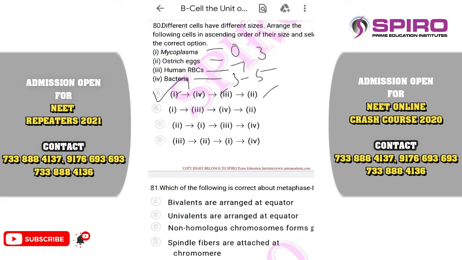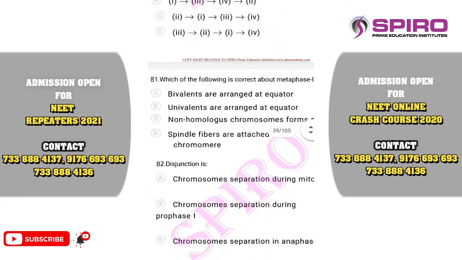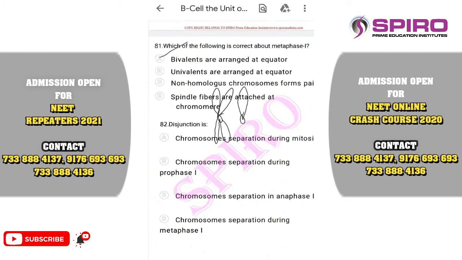Next question: which of the following is correct about metaphase 1? They are asking about metaphase 1, dear students. Bivalents are arranged at the equator. Yes, it is correct, because in metaphase 1 the bivalent chromosome is present, that is a homologous chromosome pair. We call this a bivalent or tetrad, right?